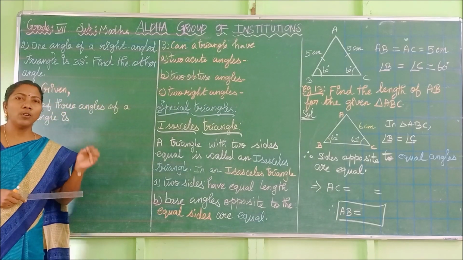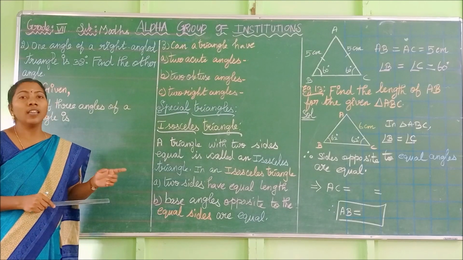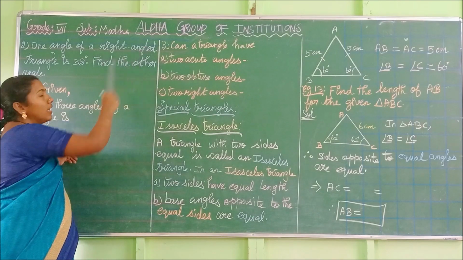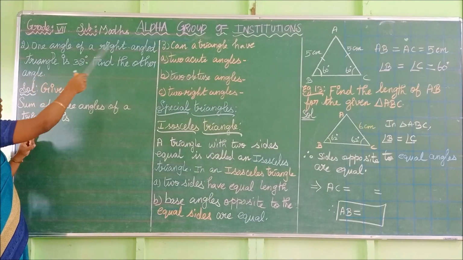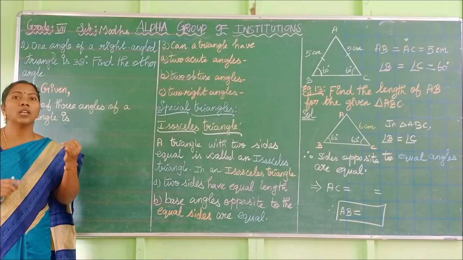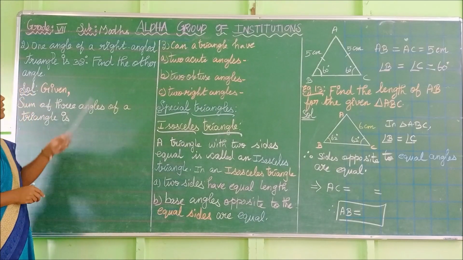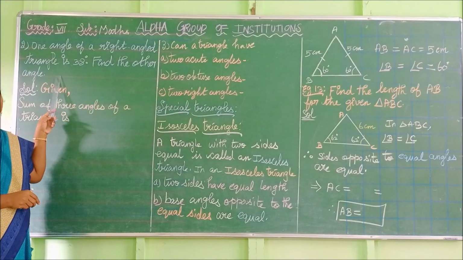If any one of the angles of the triangle is a right angle, that is 90 degrees, then the triangle is said to be a right angle triangle. So one angle is 90 degrees. And what is the next information? One angle of a right angle triangle is 38 degrees. So in the question they have given two angles. One is 90 degrees, another one is 38 degrees. And what is the question? Find the other angle. We are going to find the other angle.